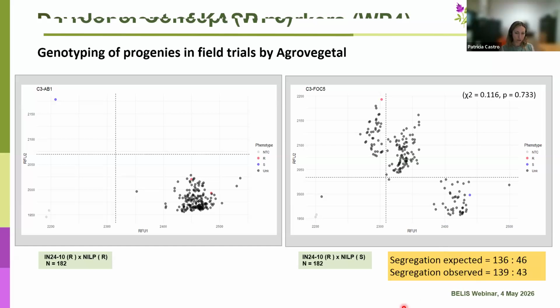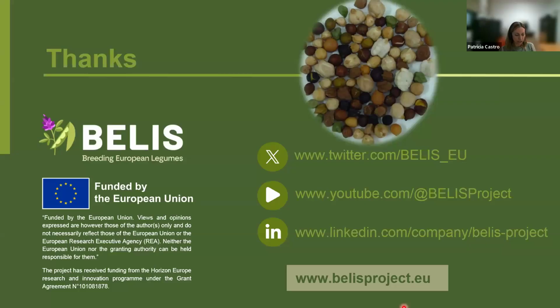genetic ratio. So taken together, these results clearly demonstrate the reliability of the markers and their strong potential for implementation in breeding programs. Also, they represent a powerful tool to accelerate the genetic improvement and to develop more resilient chickpea varieties with greater precision and efficiency. And with this, I would like to conclude my presentation, and we will be happy to take any questions you may have.